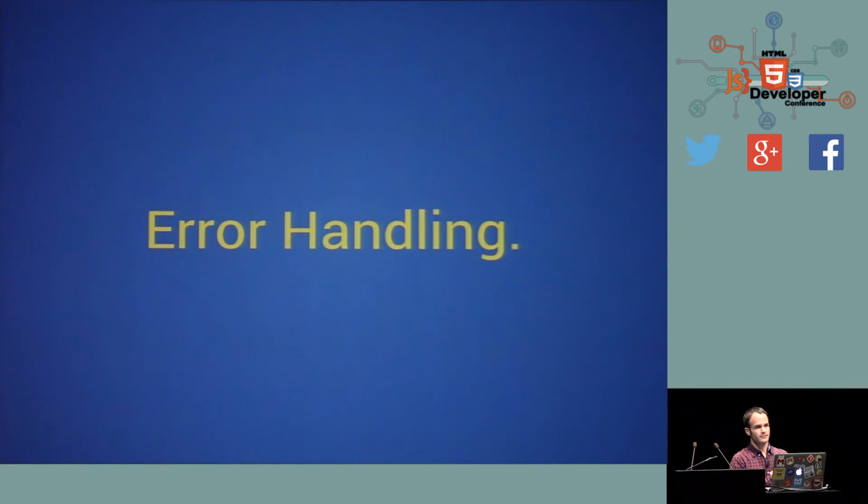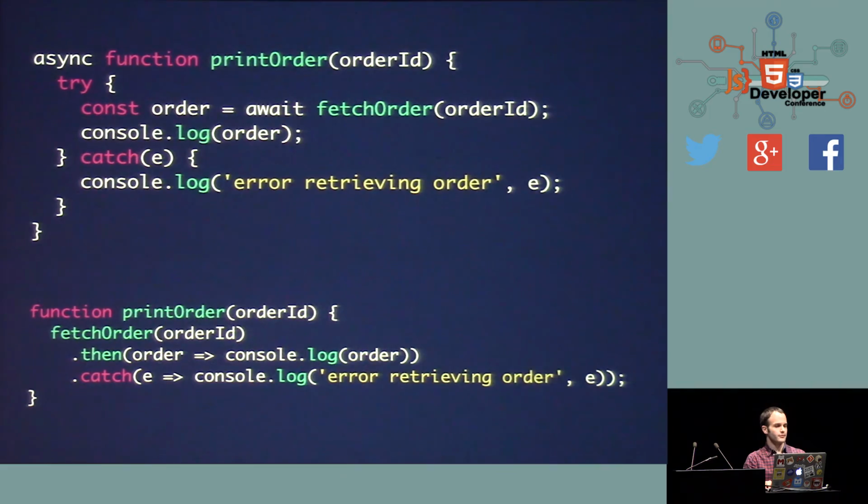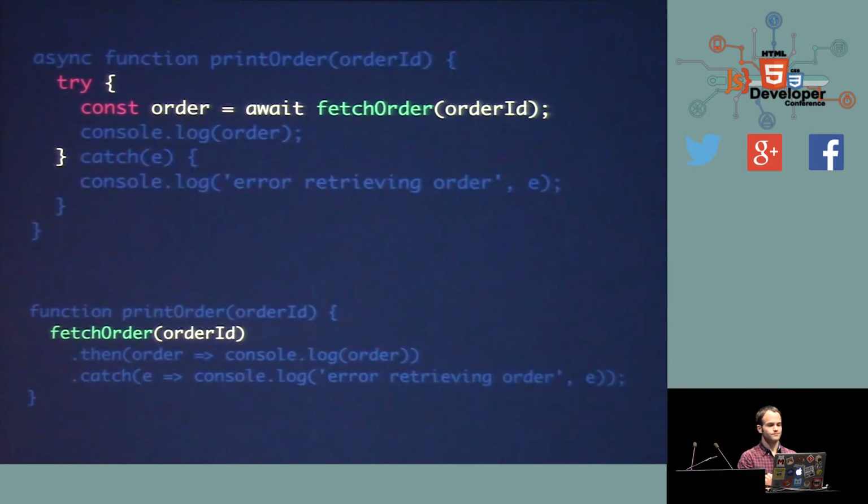OK, error handling. We've already touched on this, and I just want to go through another example where we map error handling in an asynchronous function to the equivalent promise implementation. So now with our print order, we're just going to wrap it in a try-catch block. And then on the bottom there, we have the equivalent promise code. So let's take this line by line and see how this easily maps to promise code.